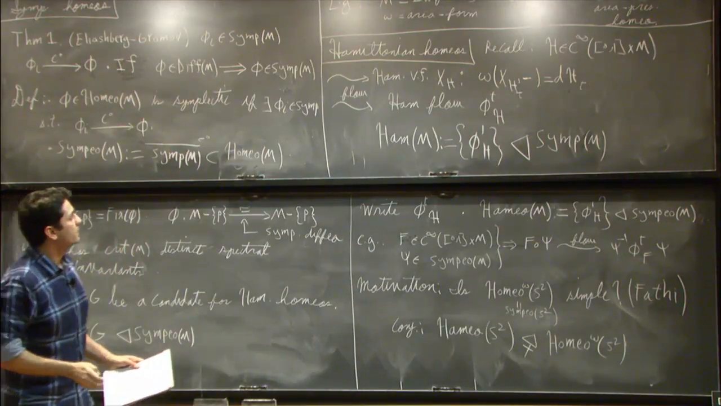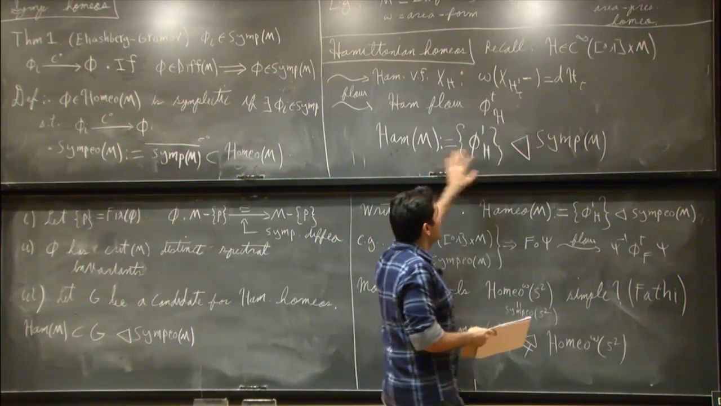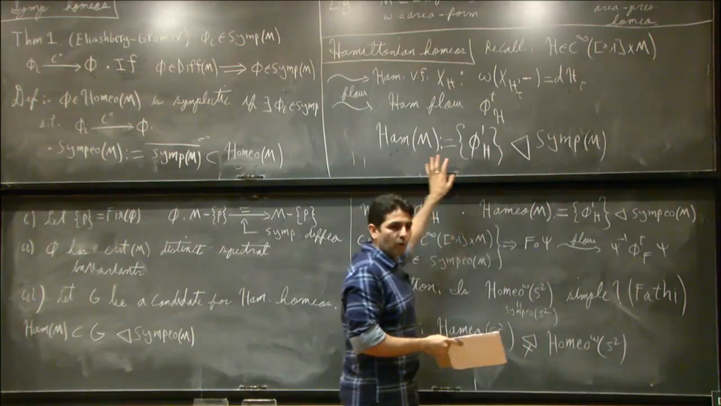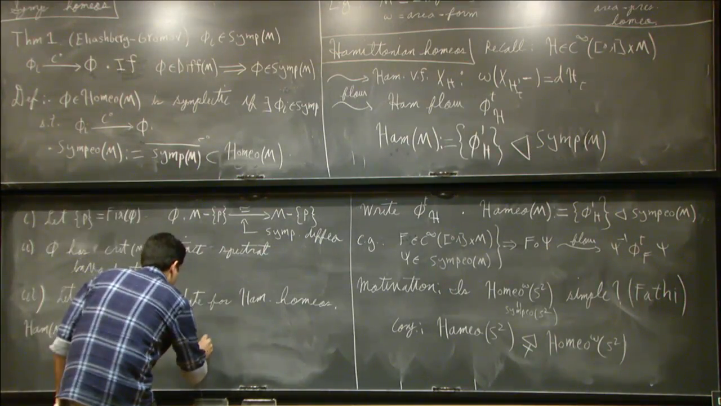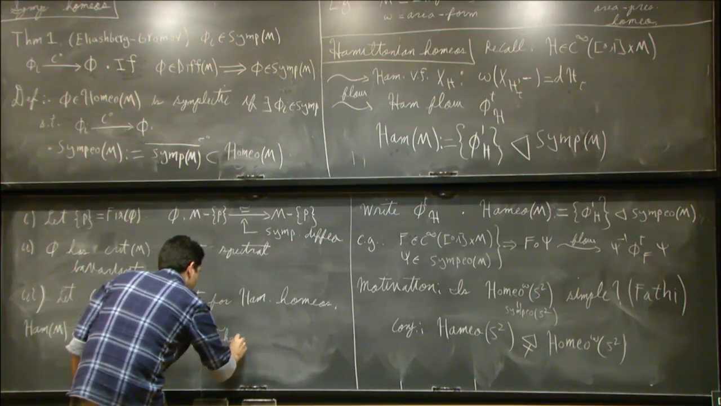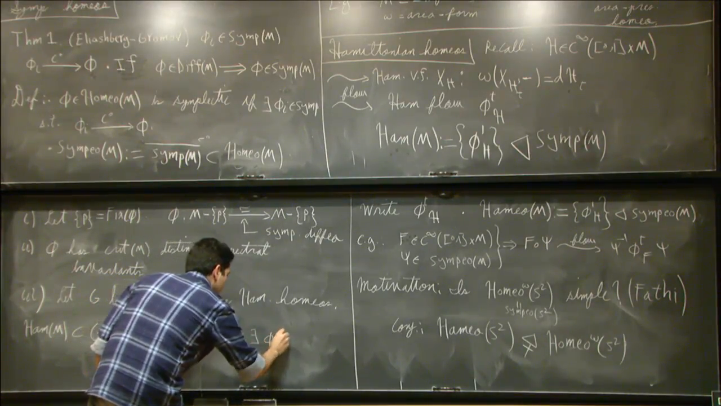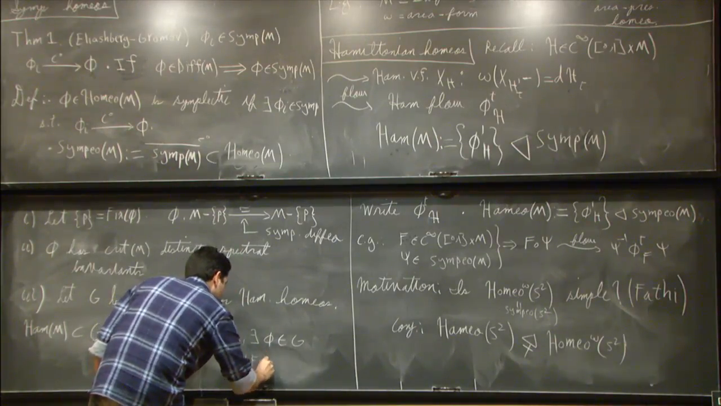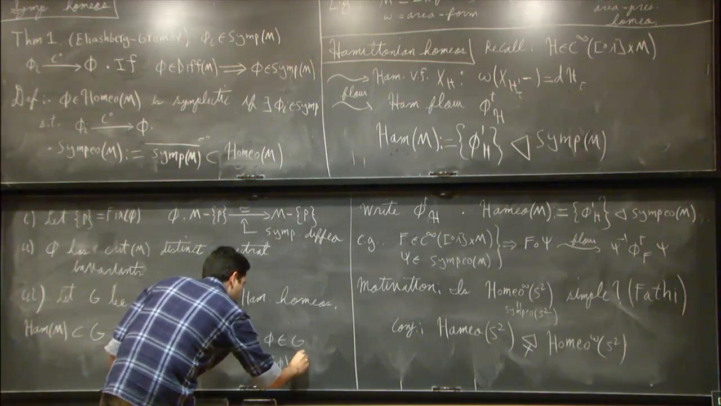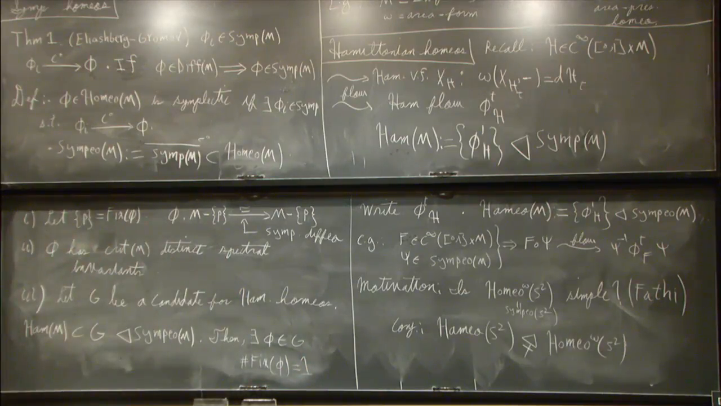So is it still here? Right. So Ham is a normal subgroup of Symp. If we require that your candidate group of Hamiltonian homeomorphisms is a normal subgroup, then I can put phi in there. Then there exists phi in G with the number of fixed points of phi just 1. Okay, so this is the full statement of the theorem.